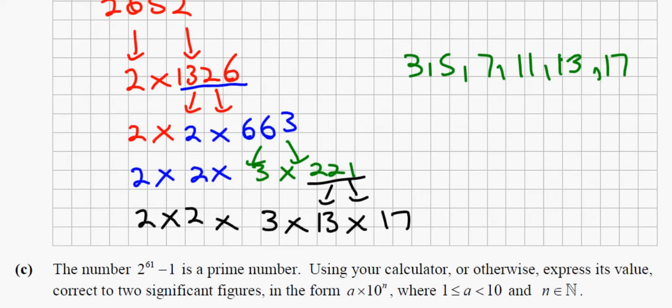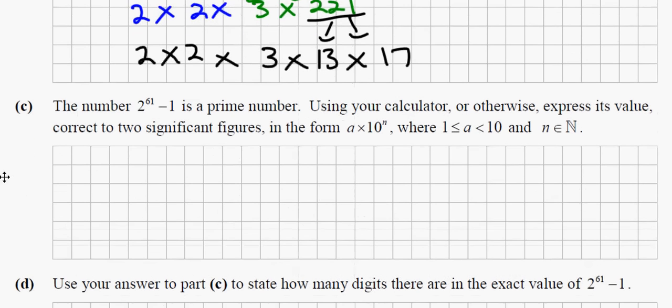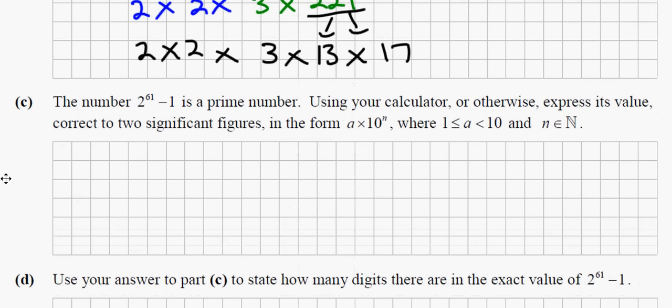Okay. The number 2 to the power 61 minus 1 is a prime number. Using your calculator, otherwise express this value to two significant figures in the form a times 10 to the n. That basically means scientific notation, okay? And a has to be in between 1 and 10, and n, an element of the natural numbers, means that n has to be a natural number. Example 2, 3, 4, 5, 6, 7, 8.